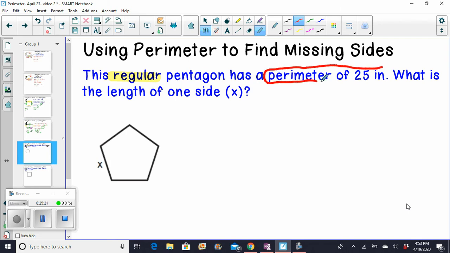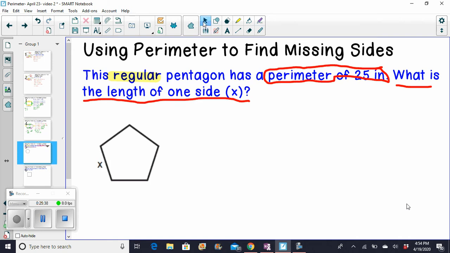I'm going to circle that. Perimeter of 25 inches. That was messy. Sorry, guys. What is the length of one side? So that X is just one side. Now, I hope you remembered from my last video that if you have a regular polygon, that word regular just means all sides are the same. Okay, so if I'm looking at this pentagon, a pentagon has 5 sides. Each of these 5 sides, so 1, 2, 3, 4, and 5, are all going to be exactly the same.